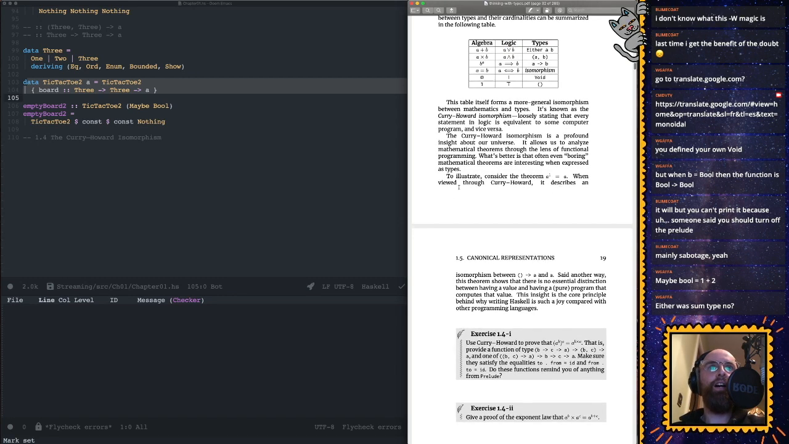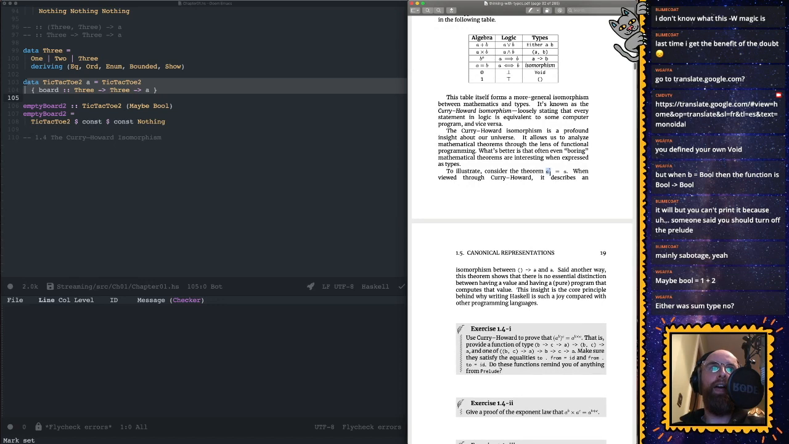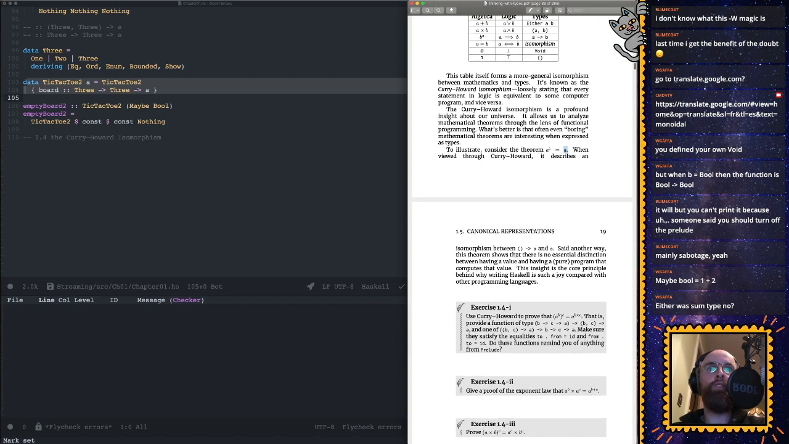So, to illustrate, consider the theorem a to the power of 1 equals a. Okay, well that makes sense. We know a times 1 is going to be a. When viewed through Curry-Howard, it describes an isomorphism between unit and a. Yeah, I was going to say that's literally unit or ID.